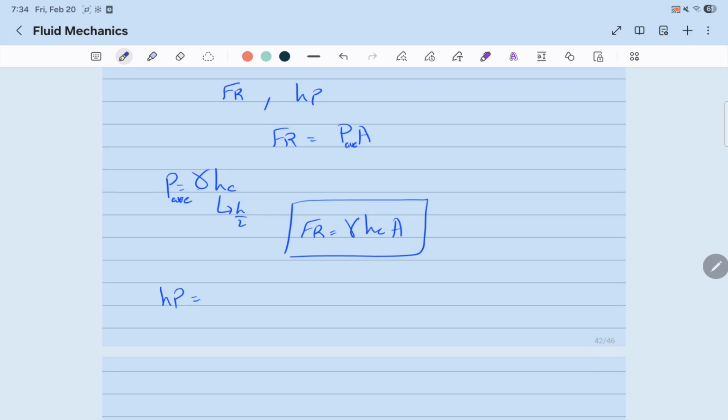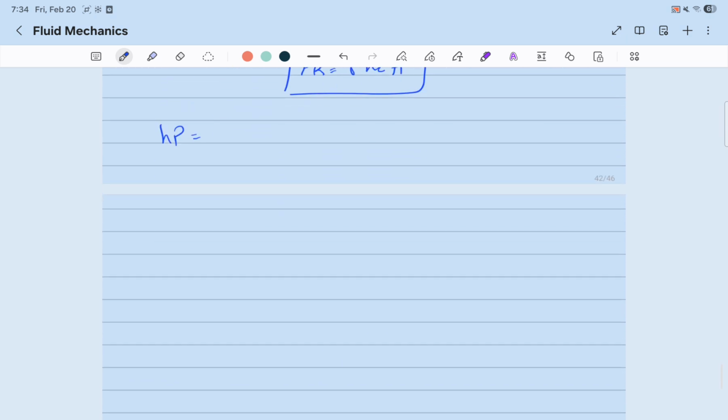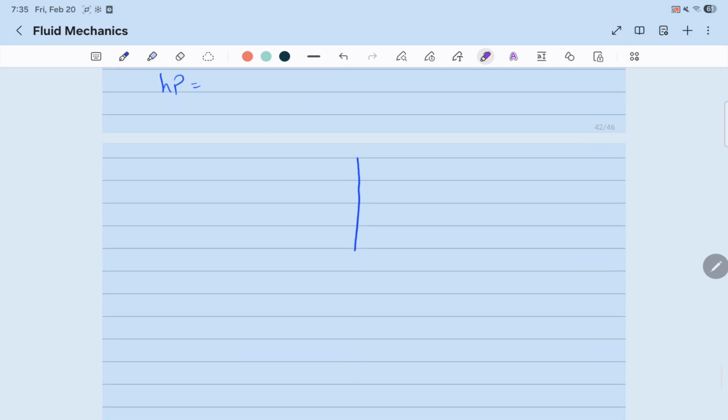Now, HP, in a simple example like this one, we'll use geometry. If we look at the triangle up here, the pressure acting on the wall looks like a right angle triangle. It is a right angle triangle because the pressure acts perpendicular to the wall. So this is the triangle of pressure, which is a right angle triangle.